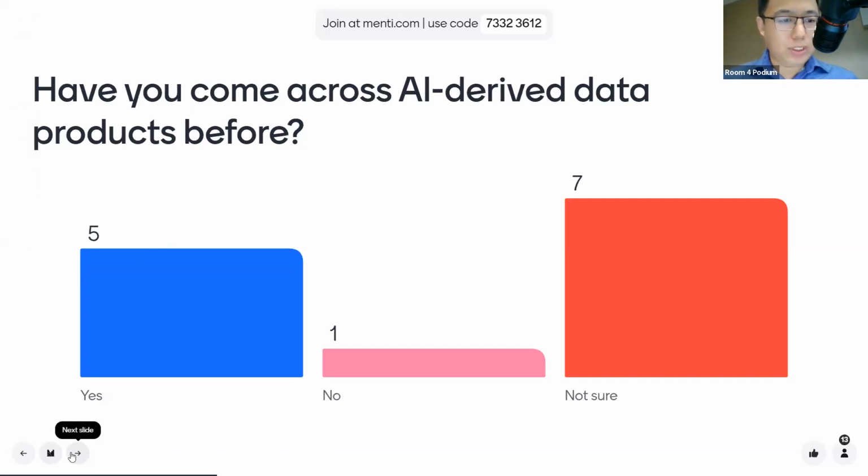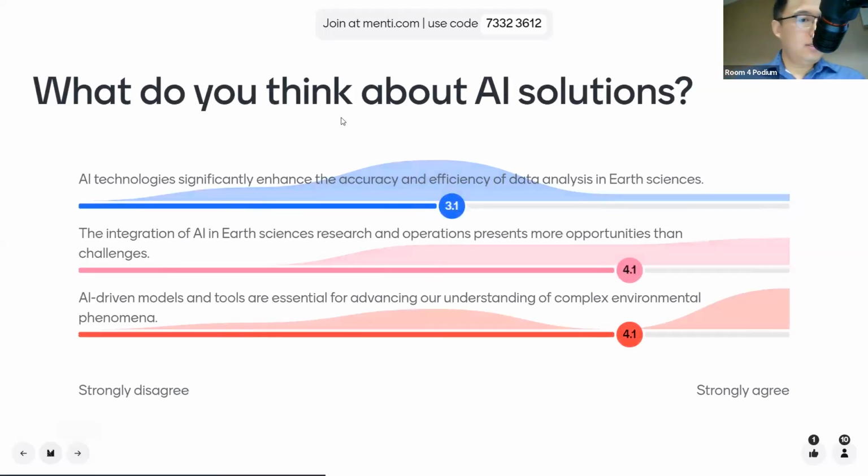Okay, so the next question is, what do you think about AI solutions? The first option is: AI technology significantly enhances the accuracy and efficiency of data analysis in the earth sciences. It seems that people are in an unsure, neutral state, 3.1. Yeah, maybe it could improve the accuracy.